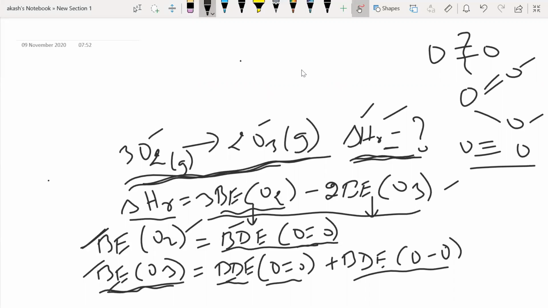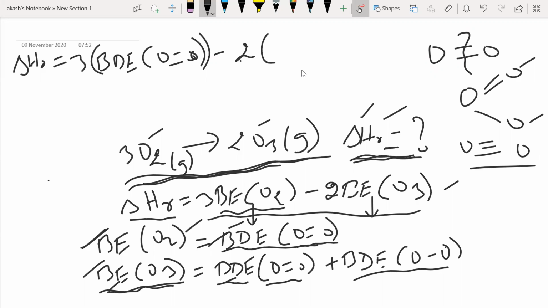Okay, right. So now how will I write it? Delta H_R for this reaction will be equal to, we already wrote it, so we just have to write it in terms of BDE now. First is bond enthalpy of O2, so it will be 3 into BDE of O double bond O. Okay, that's done. What I have next? Minus 2 into bond energy of O3, and bond enthalpy of O3 is equal to the total, BDE of O double bond O plus BDE of O single bond O.